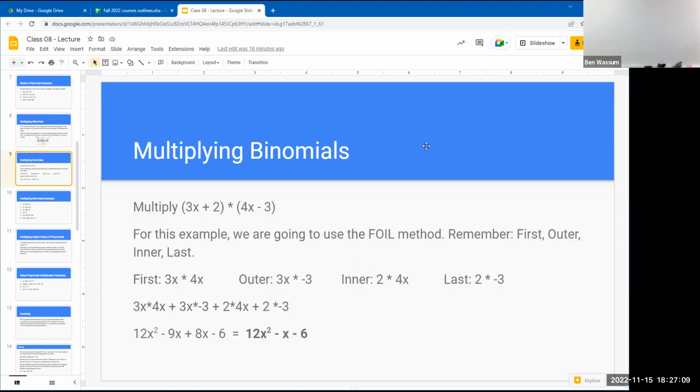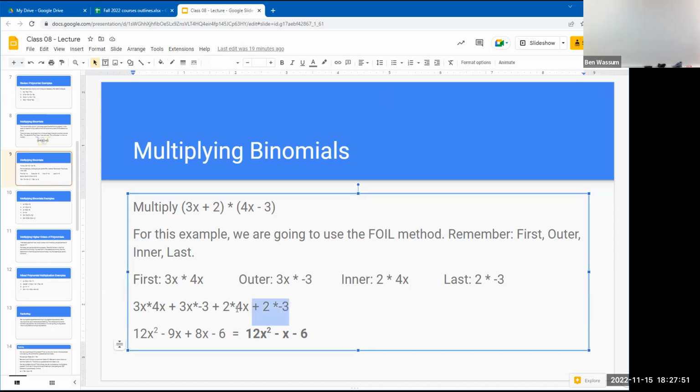So here's an example. In this example, we have 3x plus 2 multiplying onto 4x minus 3. Using that FOIL method, which is first, outer, inner, and last, you multiply the first ones together. So you'd have the 3x times 4x. And then you would multiply the outer together. So you'd have 3x times negative 3. Then the inner together, 2 times 4x. And the last ones together, the 2 times the negative 3.